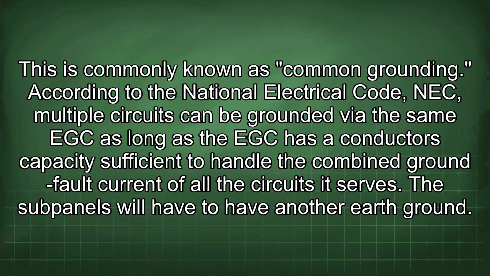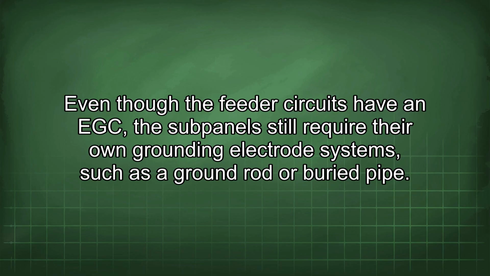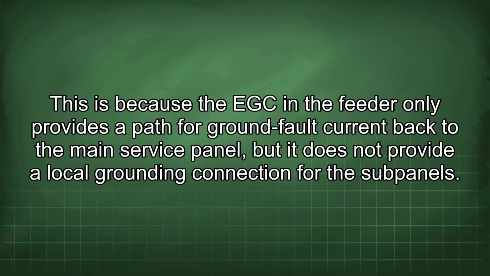The subpanels will have to have another earth ground. Even though the feeder circuits have an EGC, the subpanels still require their own grounding electrode systems, such as a ground rod or buried pipe. This is because the EGC in the feeder only provides a path for ground fault current back to the main service panel, but it does not provide a local grounding connection for the subpanels.